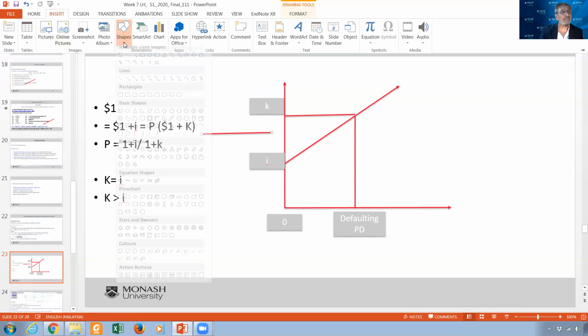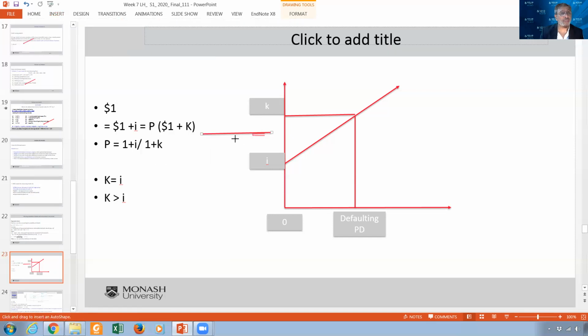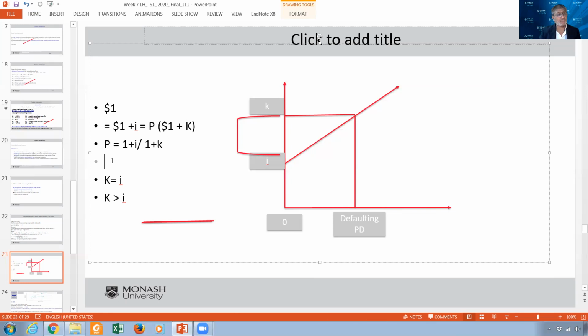Let me see if I can provide another shape. I'm receiving this premium for this defaulting. So this is actually the premium. And this is reflecting what we are talking about here. So 1 plus I. If you want to calculate the probability of payments, then you get the probability of defaulting. The probability of defaulting is actually 1 minus the probability of payment.